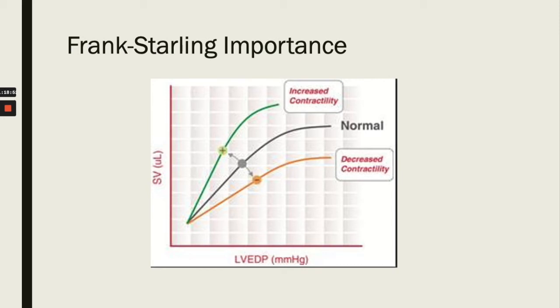So, if there is a lack of variation after you calculate this, meaning that it's less than the 10% or less than the 13%, then that means that patient is going to be here on this flat portion of the curve, and they would not be volume responsive.